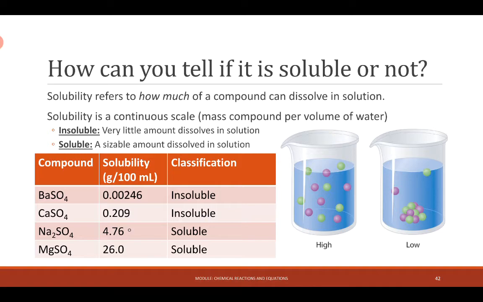Soluble means a sizable amount is able to be dissolved in solution. And so if it has low solubility, there are still ions present in solution. It's just not very many. You can see here the difference between barium sulfate and magnesium sulfate. Magnesium sulfate, you can dissolve 26 grams in 100 milliliters of water, compared to only 0.002 of a gram of barium sulfate. And so we describe barium sulfate as being insoluble and these compounds as being soluble.